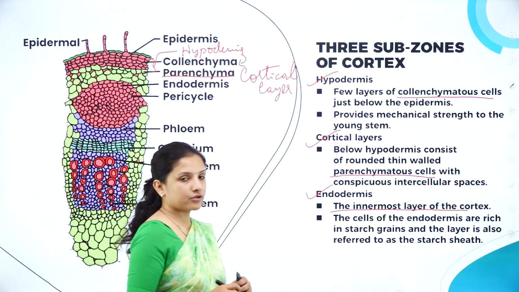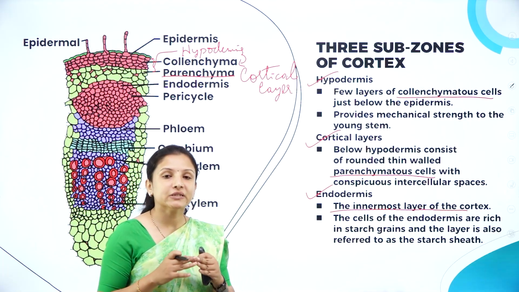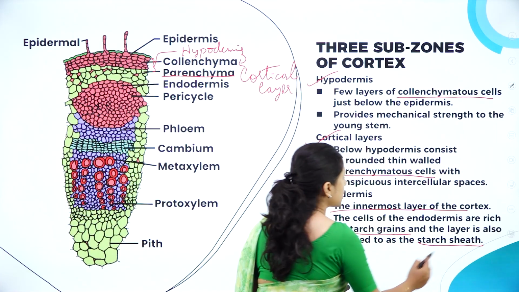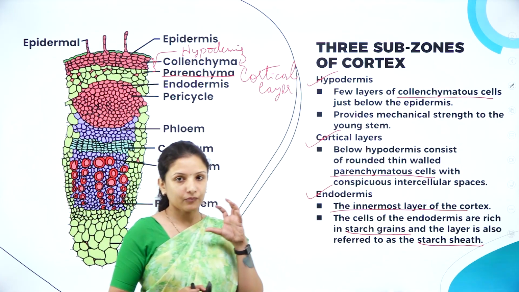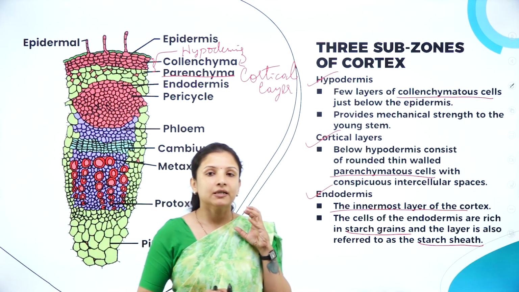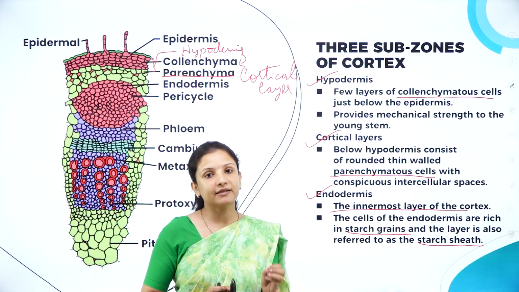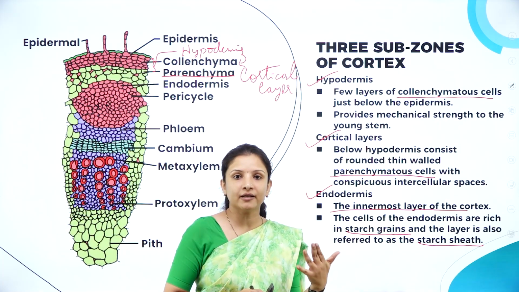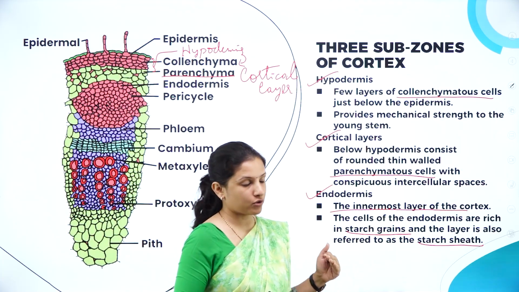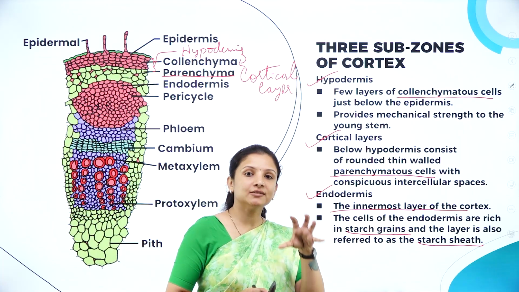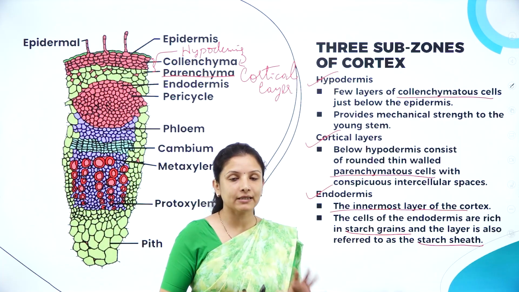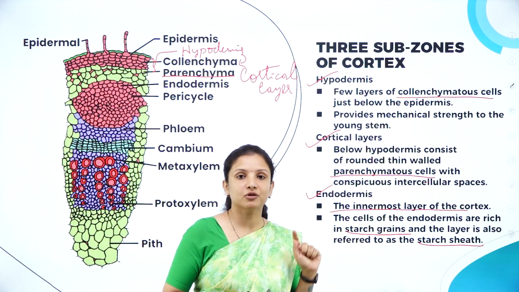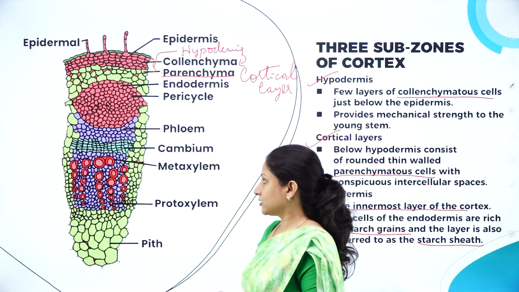The cells of the endodermis are filled with starch grains, and therefore the layer is also called the starch sheath. Food in plants is stored in the form of starch, which then gets converted into glucose and moves to different parts of the plant body. So, because the majority of the starch is stored in the endodermis itself, the endodermis in a dicot stem is also called the starch sheath.